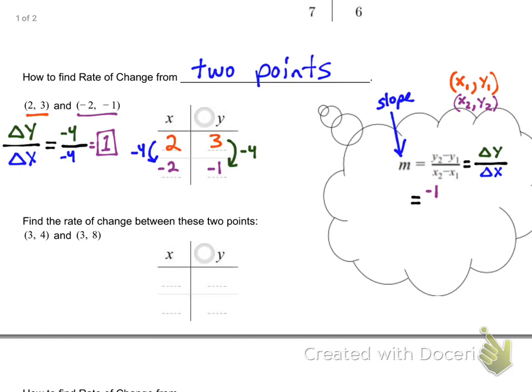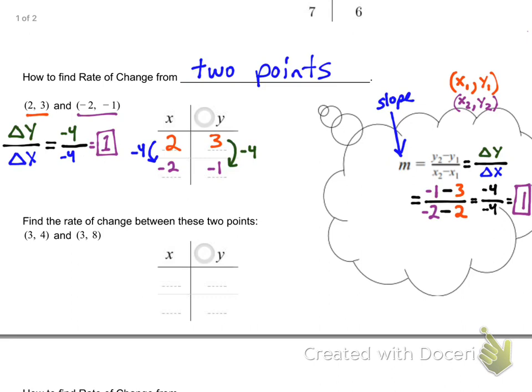problem. Well, -1 is my y2 value, because that's the y value of the second point. Minus y1 is 3 because that's the y value of the first point, divided by x2, which is the x value of the second point, and 2 is the x value of the first point. When you subtract those, you get -4 divided by -4, which is the same calculation we just did, and so you also get 1 there.